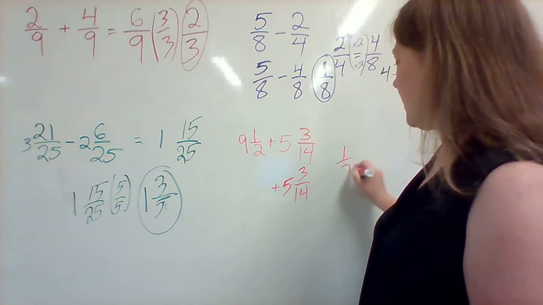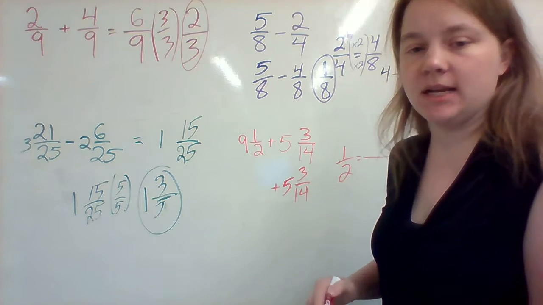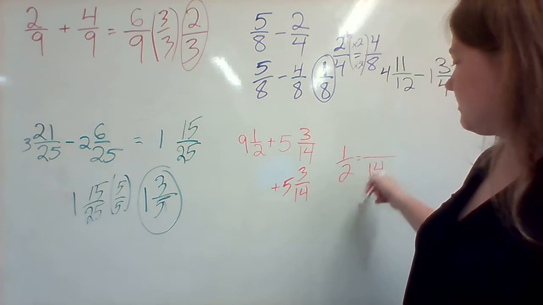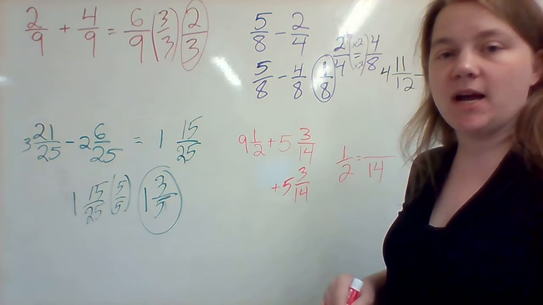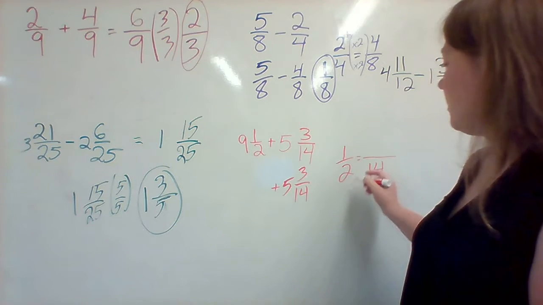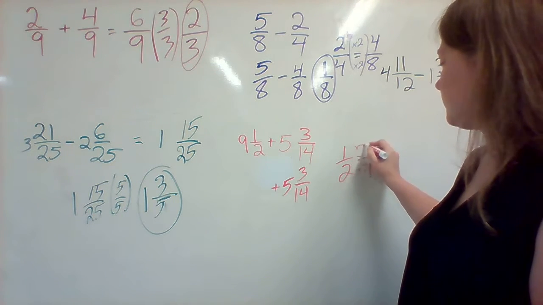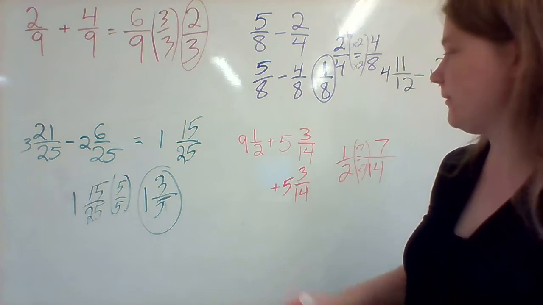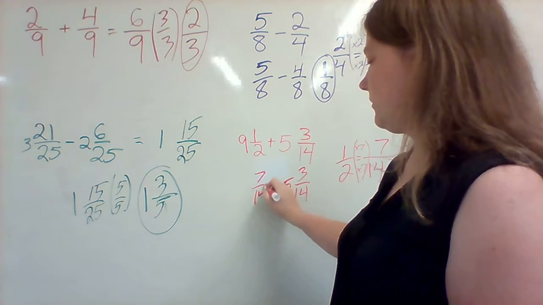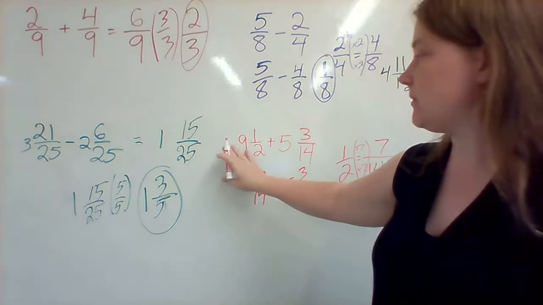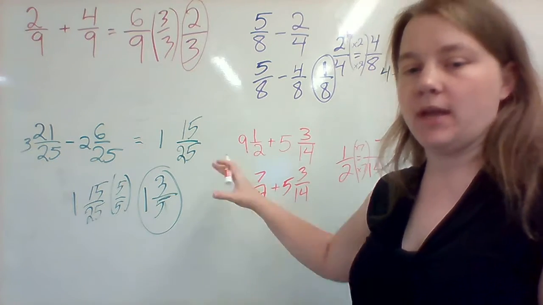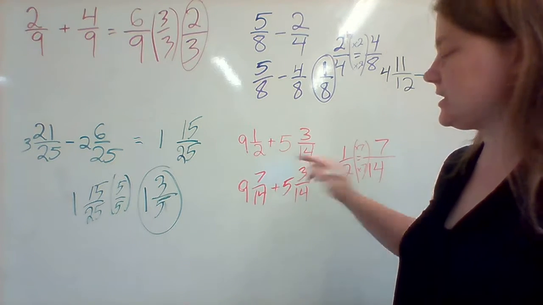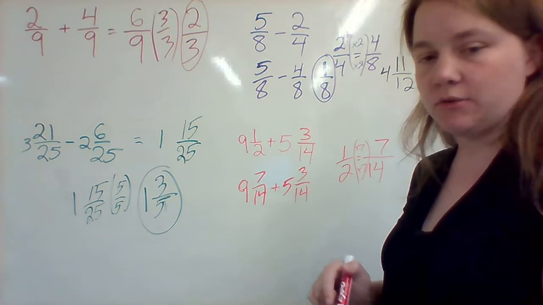So I'm going to take that 1/2, and I need it to get a denominator of 14. And if you don't know 2 times 7 is 14, you can also cross multiply and divide with this. That's another tool that you can use. But I know that 2 times 7 is 14. So I'm going to multiply by 7 on the top and get 7 over 14. So instead of 1/2, we have our new fraction, and I have to make sure I take that 9 as a whole number and also carry it down. So now I have 9 and 7 over 14 plus 5 and 3 over 14.